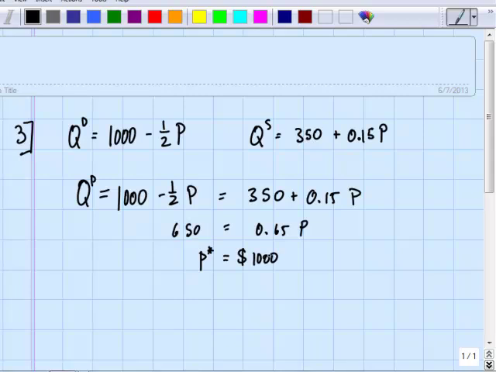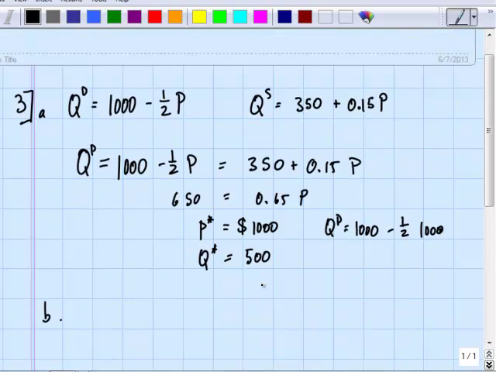Now I can take that P and plug it back into either the demand or the supply. The demand looks a little bit easier to work with. So QD is equal to 1,000 minus 1/2 of P. P is 1,000. So Q star will be 500 units.